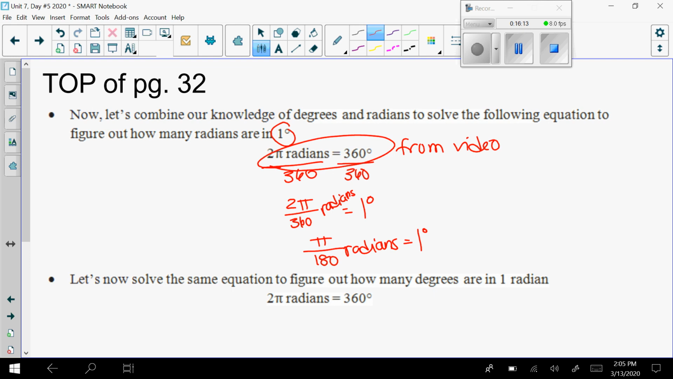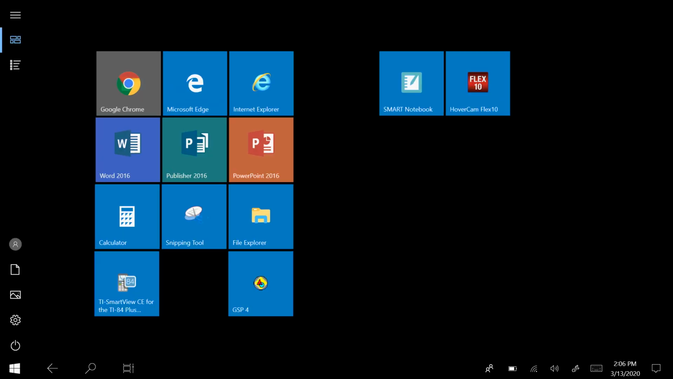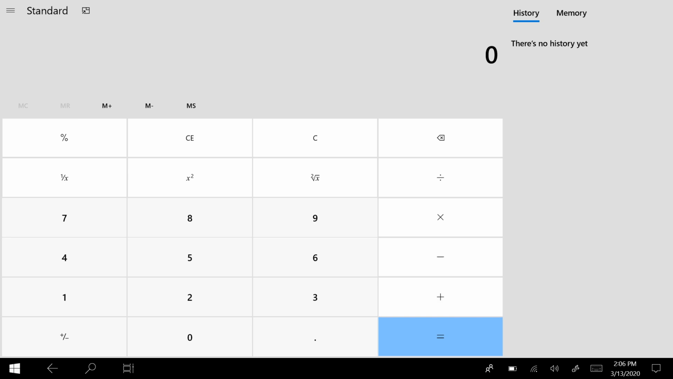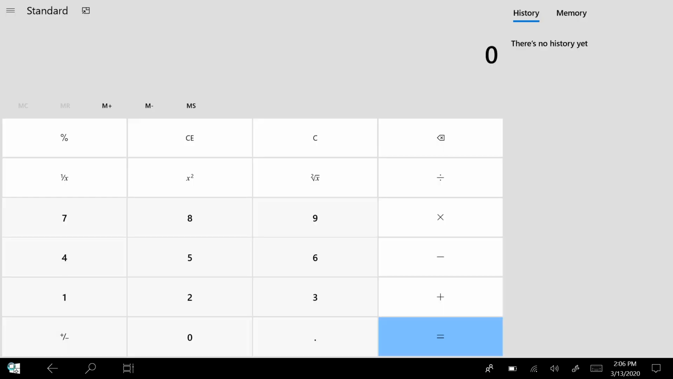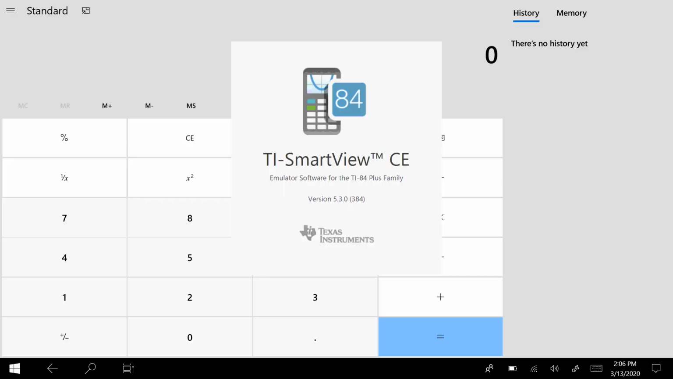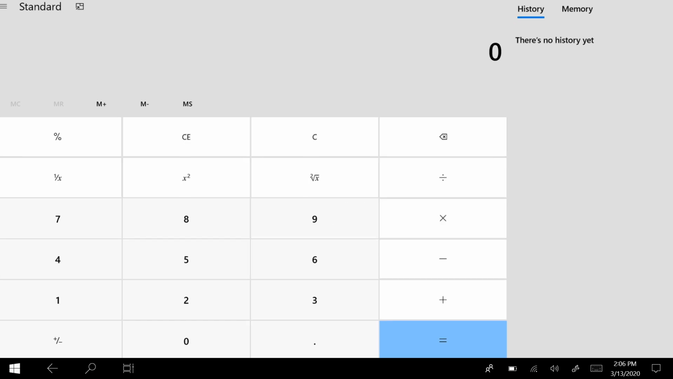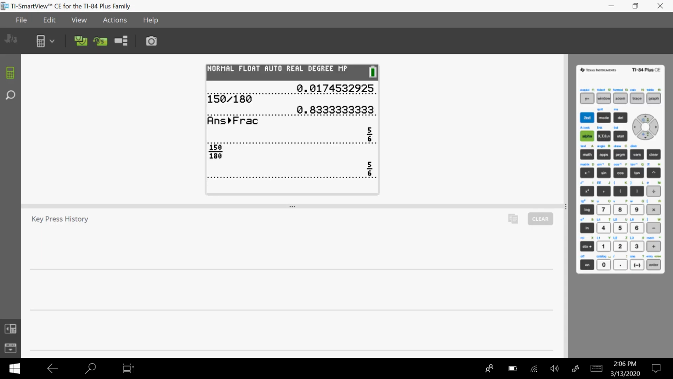Okay, so if you do in your calculator what pi over 180 actually is, oh God, I don't know how to use this thing. That's not going to work out. We've got to use the Smart View. Is it going to open it? Here. I don't know how to use that other calculator. It's just a standard calculator. I should be able to figure it out, but I can't.